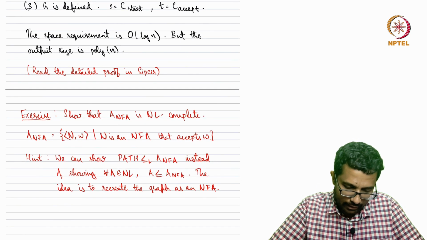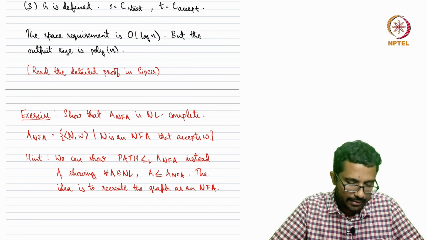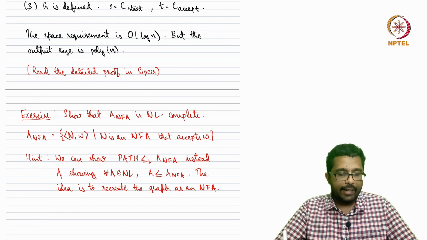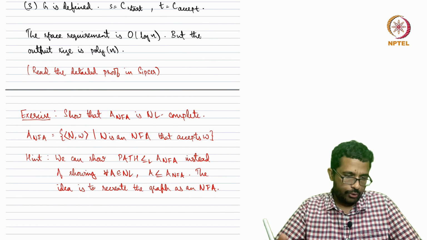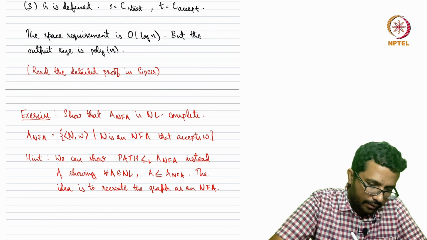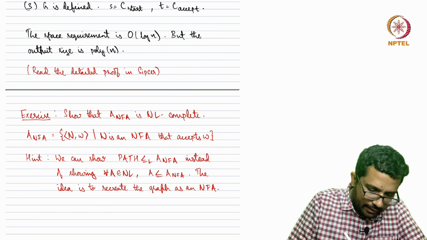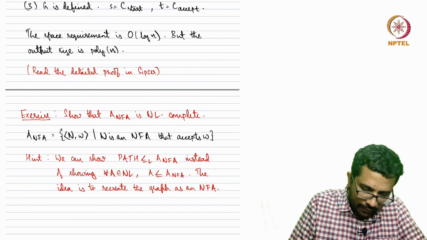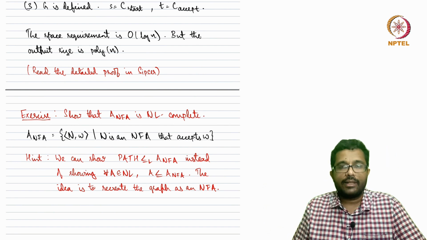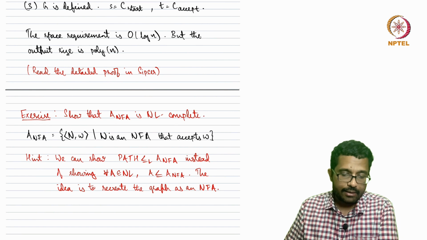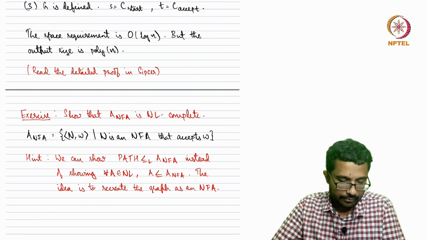Now I'll close with one brief exercise. The language A-NFA is something that we saw in, I think, chapter 4. A-NFA is the language where we are given the description of an NFA and a string, and we are asked whether this string is accepted by this NFA. And this turns out to be an NL-complete problem.